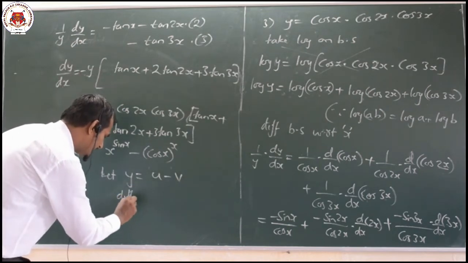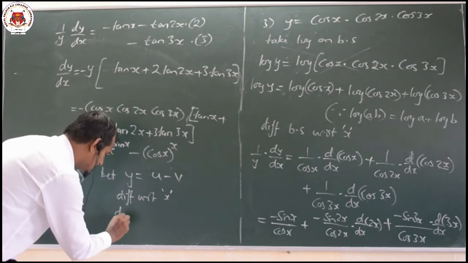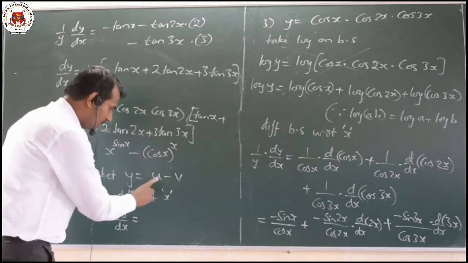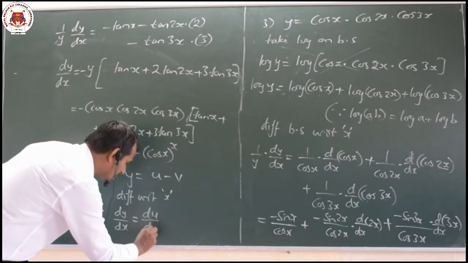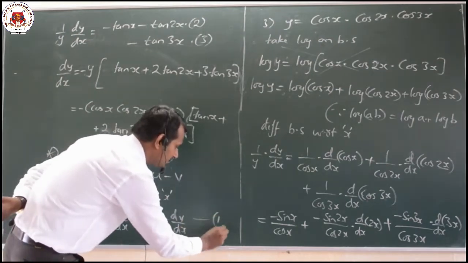Differentiate with respect to x here. So what we get here? dy by dx equal to du by dx minus dv by dx. You can take it as equation number 1.